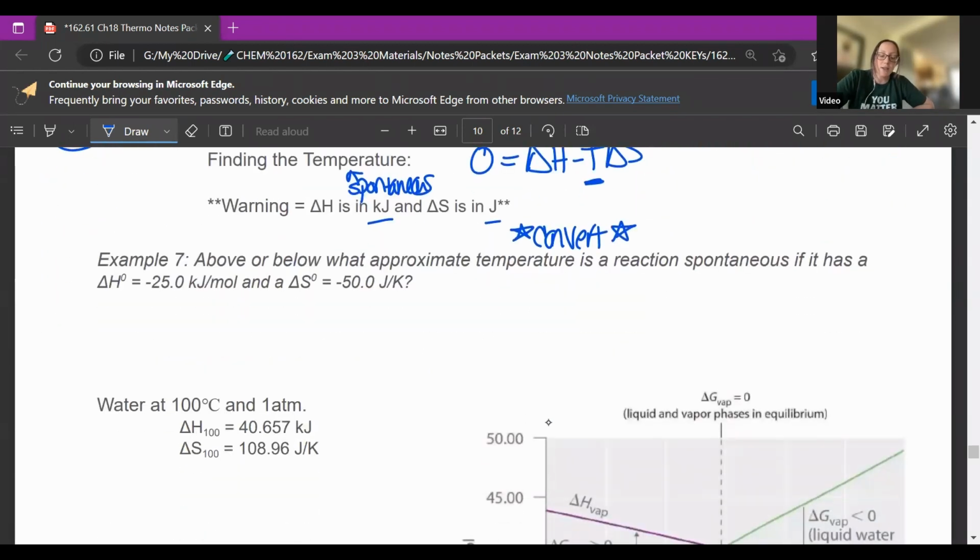Okay. So example number 7 says, above or below what approximate temperature is a reaction spontaneous? Now, if I say this phrase, above or below what approximate temperature, you need to give me the temperature.